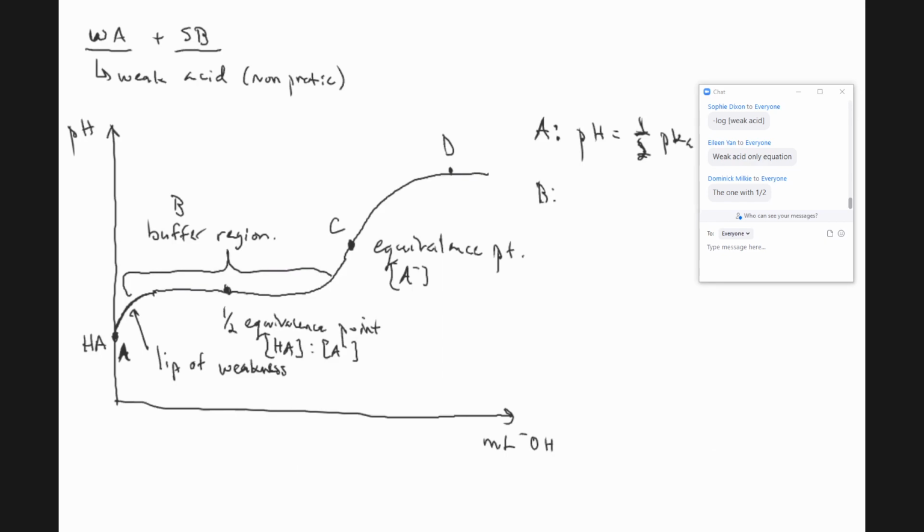During the buffer region, what equation should we be using to find pH? There you go, Henderson-Hasselbalch. pH is equal to pKa plus log of conjugate base over acid.